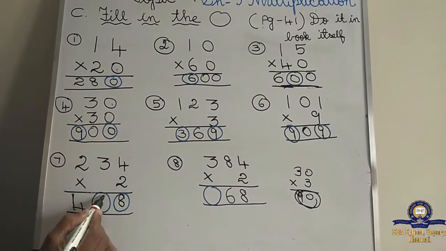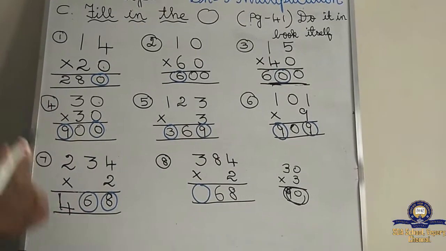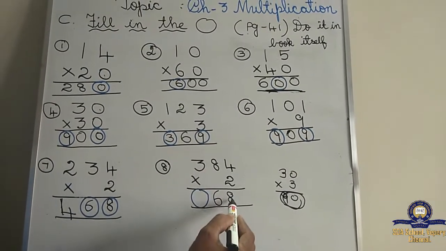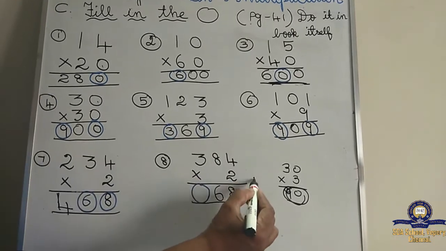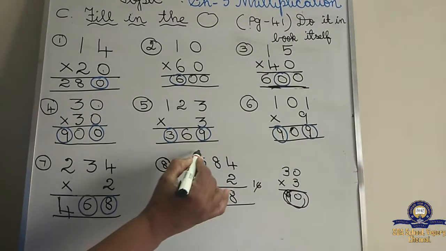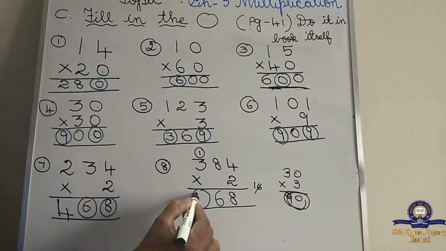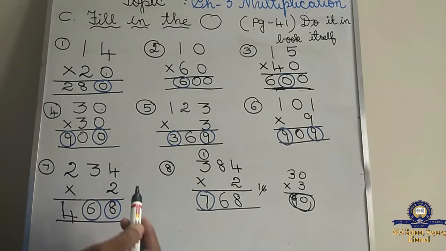And here 2 4s are 8. 2 3s are 6. 2 2s are 4. 468. And in the 8th one, 2 4s are 8. 2 8s are 16. 16 means what will come? 6 you have to put here and 1 carry over. So 3 2s are 6, 6 plus 1, 7. So what's the answer, children? 768. Understood?